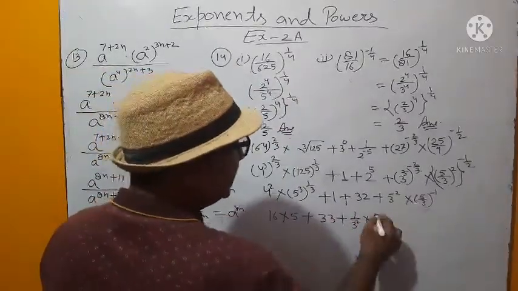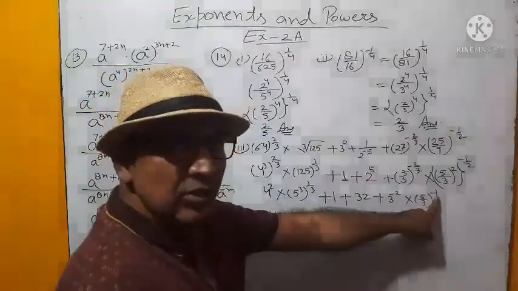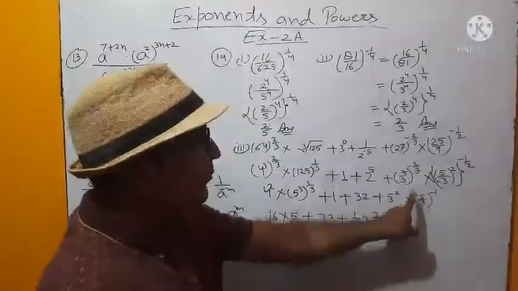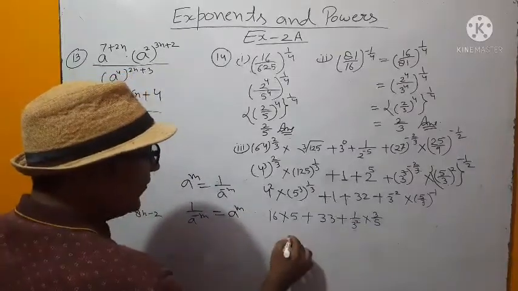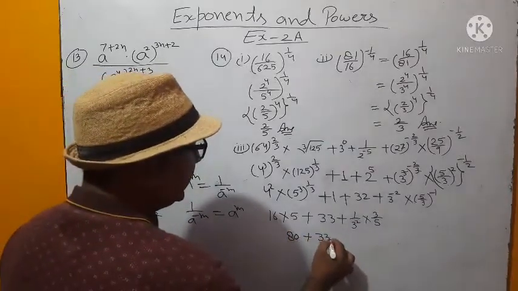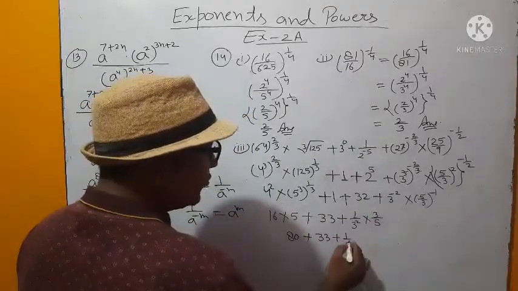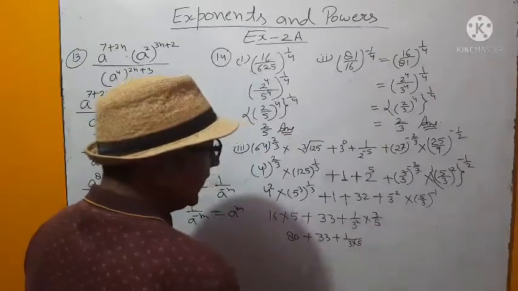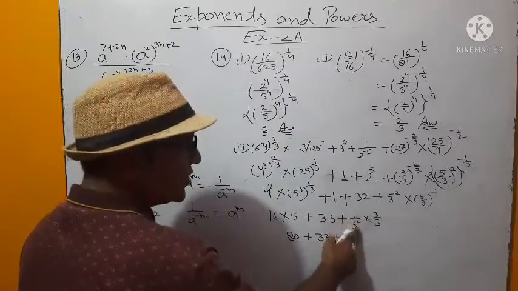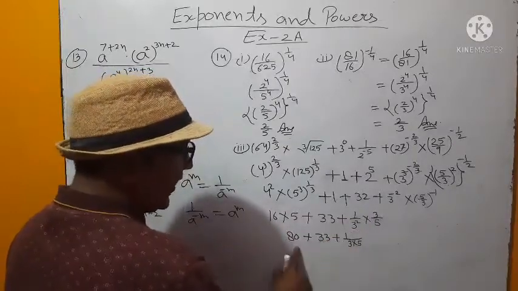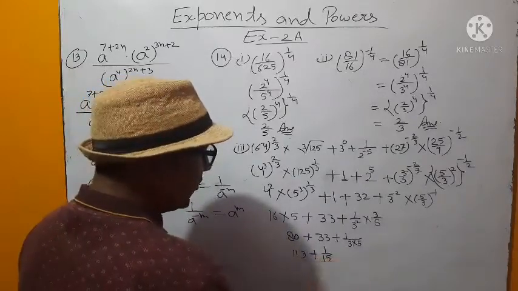into 5 by 3 can be written as 3 by 5 because the exponent is negative. To make it positive, we will write the reciprocal of the base. So 5 by 3 becomes 3 by 5. 16 5s are 80, plus 33, plus 1 upon, now watch this, 3 will divide 3 square, you will get 1 by 3 into 5. Is this understood? 3 square is 9, 3 is dividing 9, coming 3. Now 80 plus 33 is 113, plus 1 upon 15.